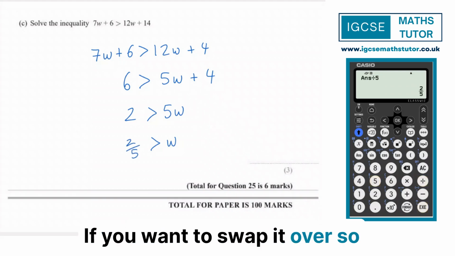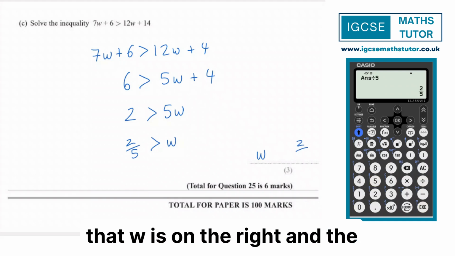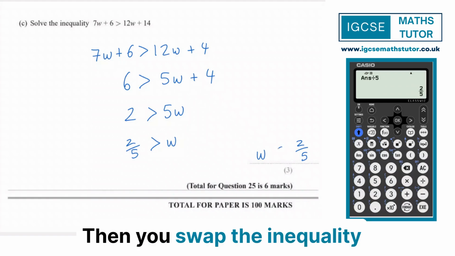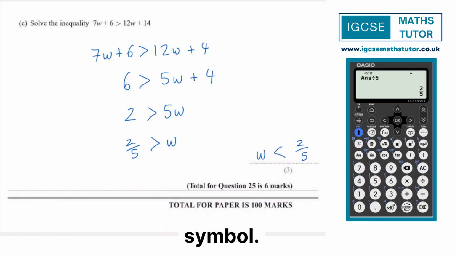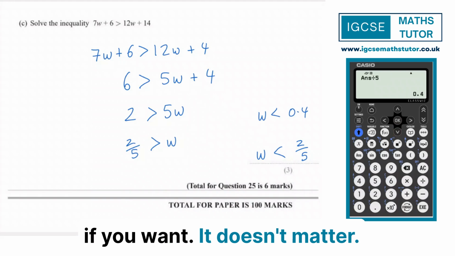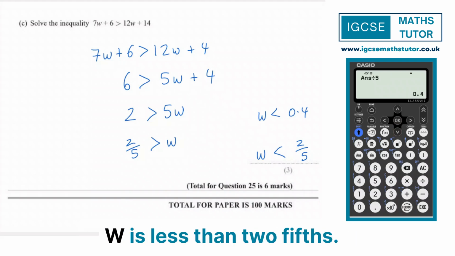If you want to swap it over so that w's on the right and the 2/5 is on the left, then you swap the inequality symbol. And of course, you could write it as a decimal if you want. It doesn't matter; they're the same thing. W is less than 2/5.